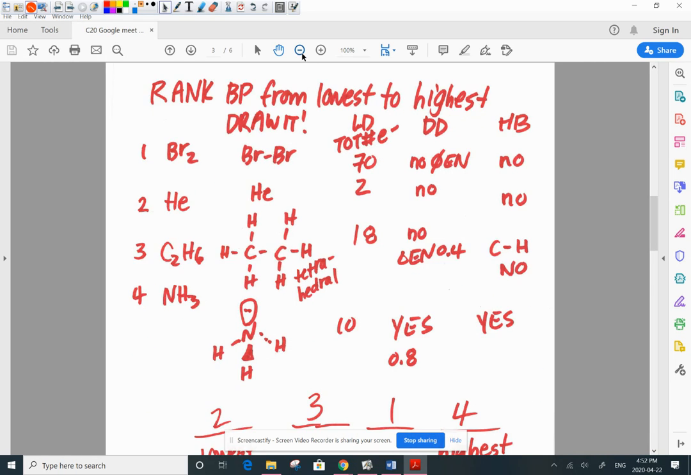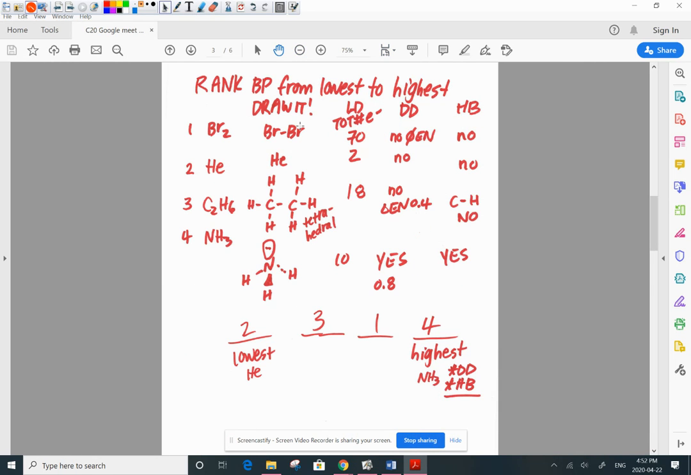Okay, I'm going to zoom into this one a little bit here. So there was one question where you had to rank boiling points from the lowest to the highest. Anytime you are given a question like this, you must draw it out, right? You got to draw it out, and then you got to assess what are the different intermolecular forces. Does it have London? Does it have dipole? Does it have hydrogen bonding?